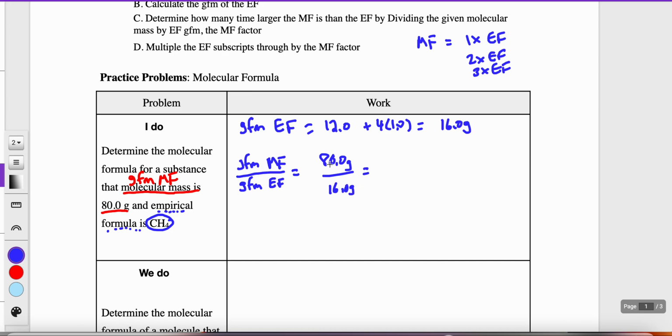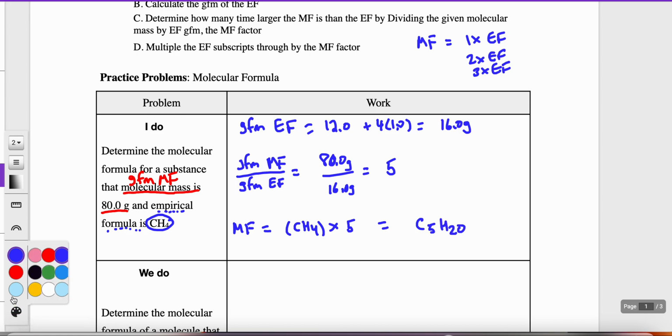grams. And yes, that's an 80. That's a weird looking 0. So 80 is 5 times greater than 16. So our molecular formula is 5 times greater than the empirical. So think of it this way. The molecular formula is going to equal our empirical formula of CH4 and all the subscripts multiplied through by 5. So our molecular formula is 5 times larger. So it becomes C5H20. So there is our molecular formula.